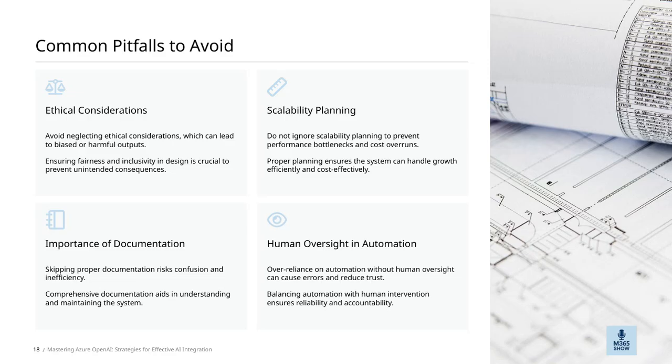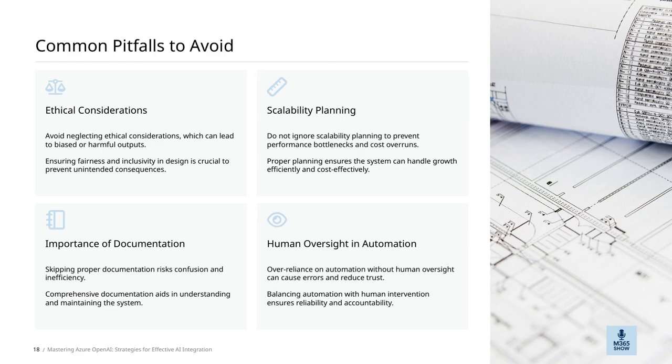Let's now look at some common pitfalls to avoid when mastering Azure OpenAI and integrating AI effectively. First, over-reliance on automation without human oversight can be risky. While automation can increase efficiency, relying on it entirely can lead to errors and erode trust. That's why balancing automation with human intervention is so important. Human oversight helps ensure the system behaves correctly and maintains accountability.